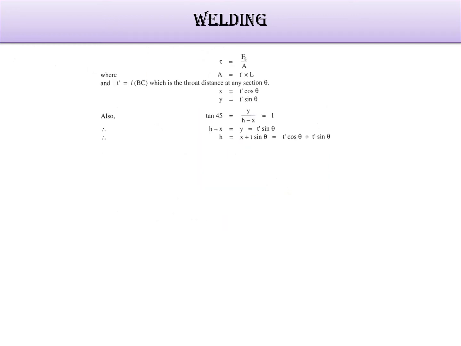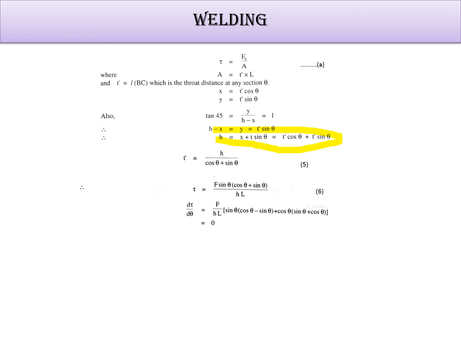So tau is equal to what? Fs by A, area is equal to t into L, s is equal to t dash cos theta, t dash sin of theta. By putting value we get this term. So t dash is equal to what? h upon cos of theta plus sin of theta. This is the fifth term. So by solving this you will get this term, that is tau is equal to F sin theta (cos theta plus sin theta) upon h into L.